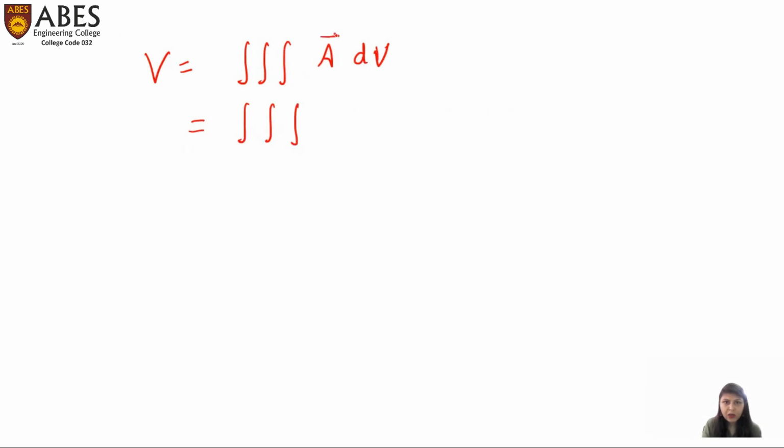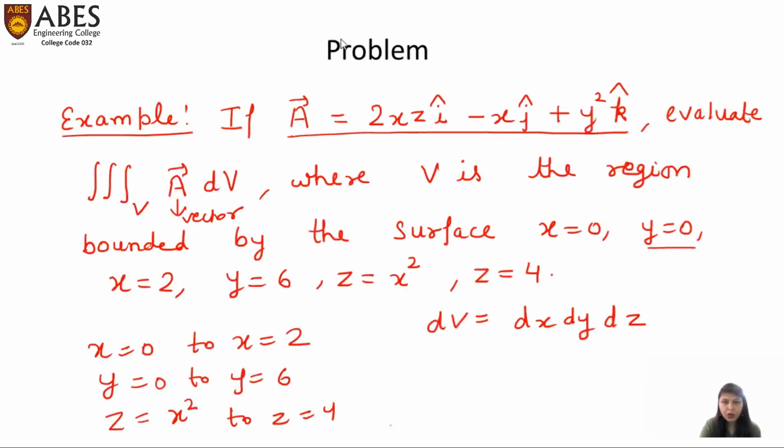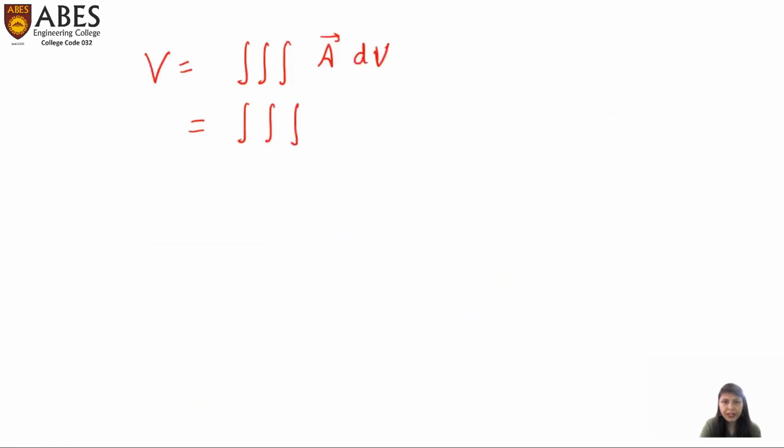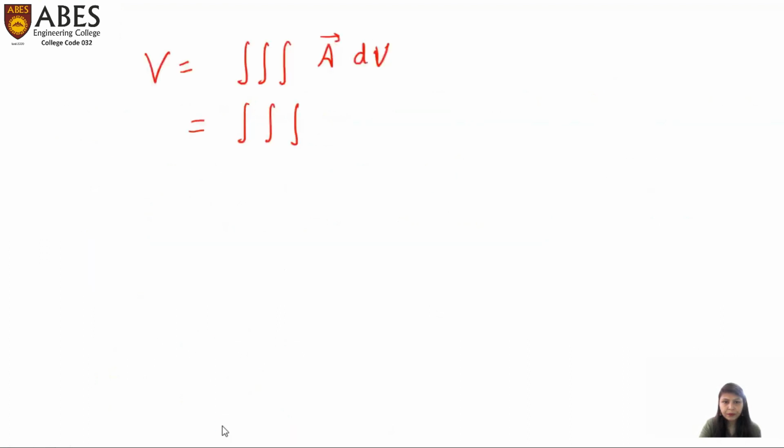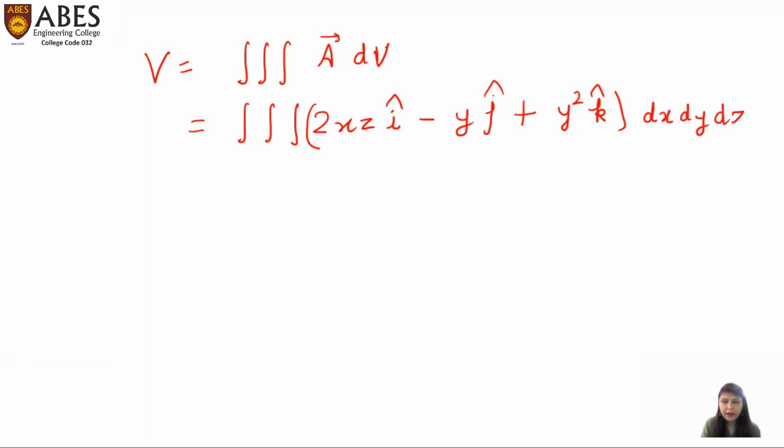First, we write the value of the A vector which is given in the question, 2xz i cap minus x j cap. Just a minute. We have to write this value, 2xz i cap. We have to select the pen first. 2xz i cap minus y into j cap plus y square k cap, and the value of dV is dx, dy, dz.